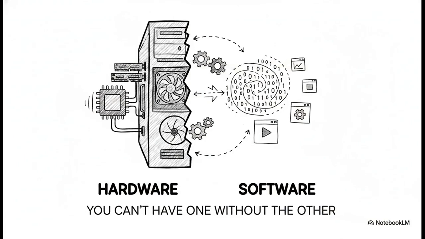The hardware is all the physical stuff you can actually hold and touch. The screen, the keyboard, the little chips inside. And the software? That's the intangible set of instructions, kind of like the ghost in the machine, that tells all that physical hardware exactly what to do. You just can't have one without the other.